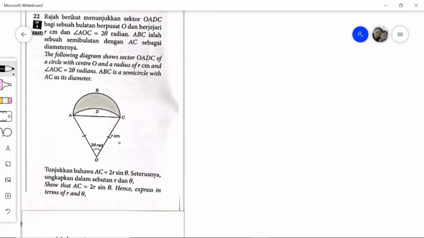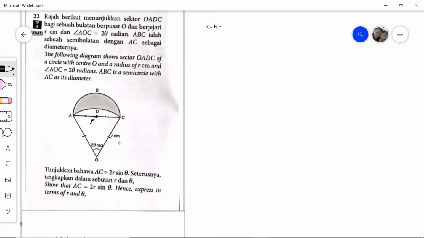So if AC is the diameter, the center of the semicircle, let's mark it down with P. All right. And these two are equal in length because it's the radius of the semicircle. So next we have to show that AC equals 2R sine theta. Now AC is the chord for the sector AOC.